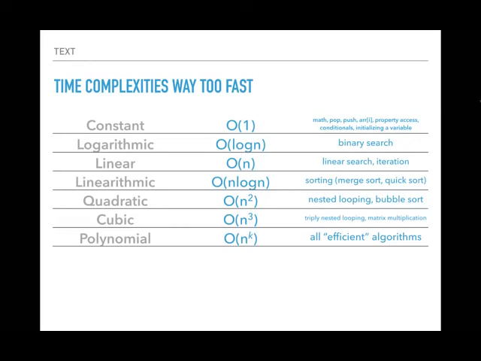Anything that's n to the k, where k is a fixed constant. K is not a variable, it's not n to the m, but n to the k, where k is like 40, or 3, or 1.5, or even 0.5. These are polynomial algorithms, and computer scientists generally call these efficient.